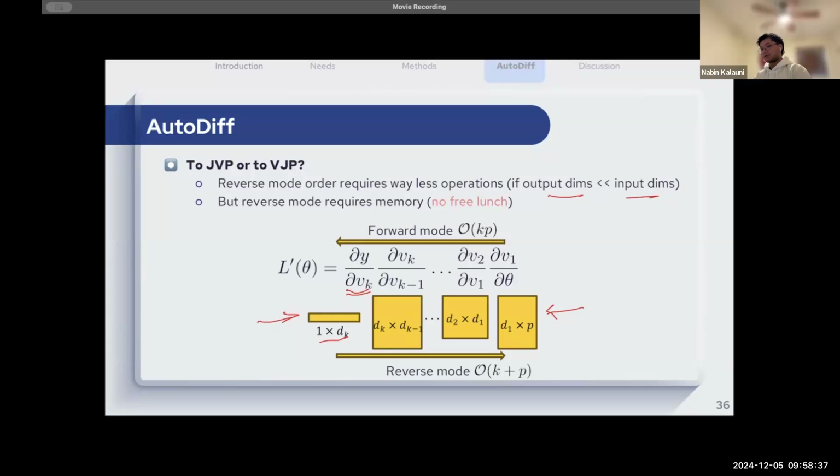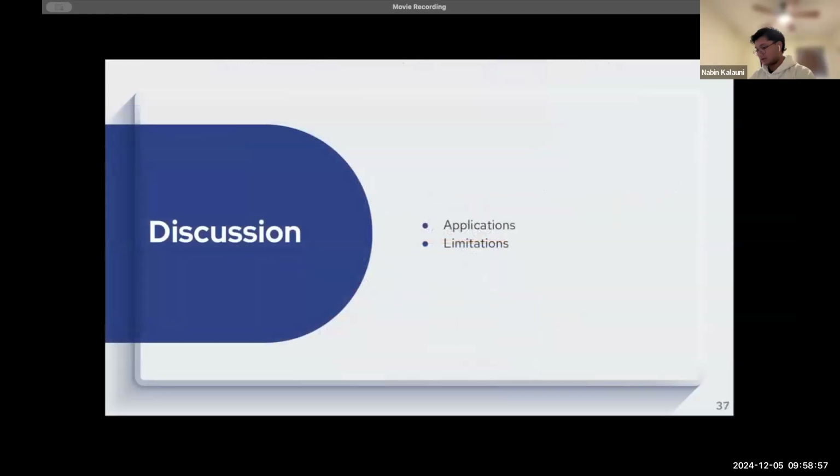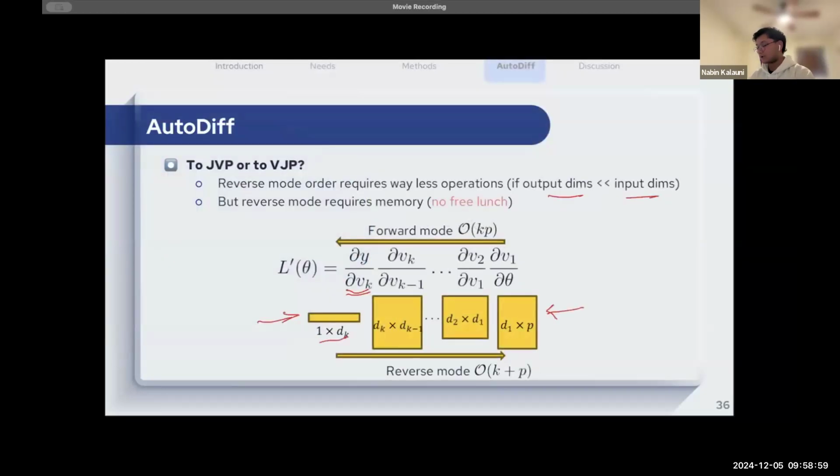And again, this all sounds very wonderful, but the problem with reverse mode is that you need to keep storing the intermediate variables. So you need some memory for it. And at the end of the day, there is no ideal solution, right? There's no free lunch, so to speak. So that's just a bit of a deep dive into automatic differentiation. And I think that's all I have for my project.